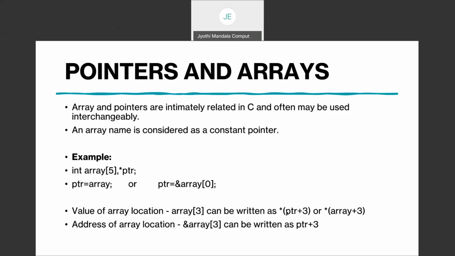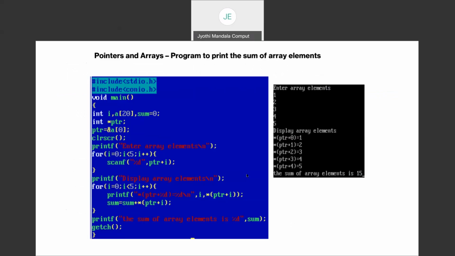If you want to get the address, simply put an ampersand here, which you already know, or else you can directly write ptr plus 1, because ptr represents the starting address, and if you go on adding 1, then 2, then 3, you will get the fourth element. ptr will be pointing to the first element, and ptr plus 3 will be pointing to the fourth element. So this is how pointers and arrays can be combined.